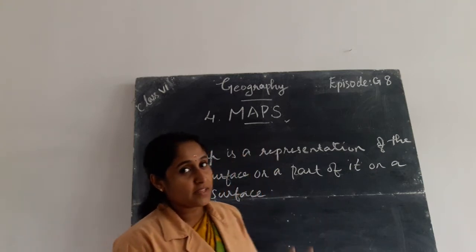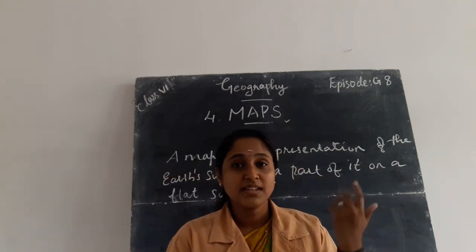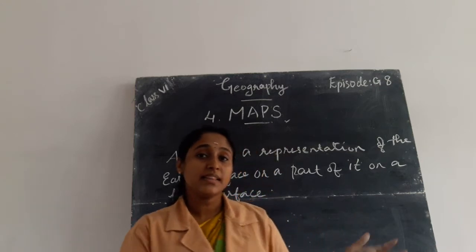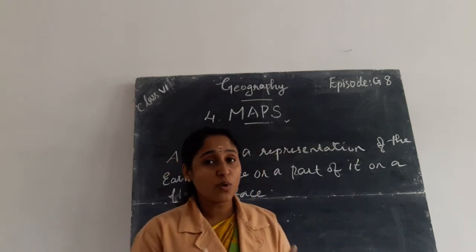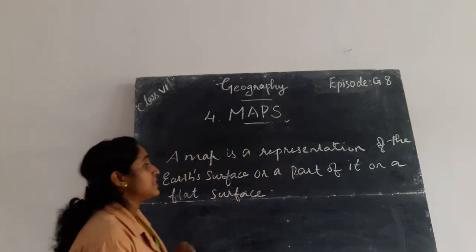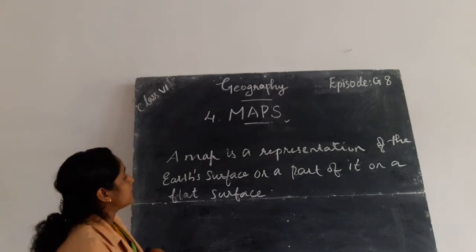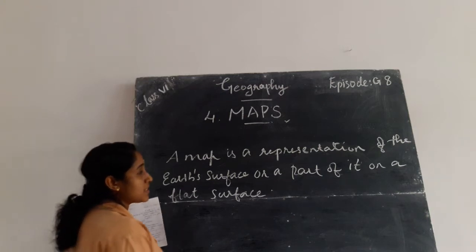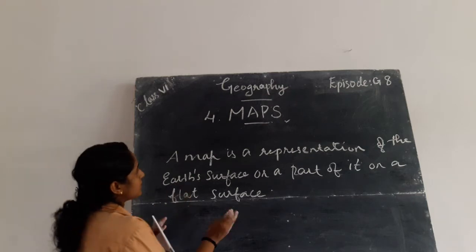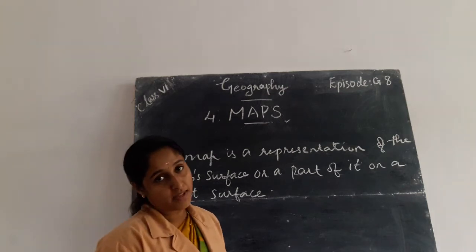A particular place, like countries, districts, states, towns or villages, in these types of studies we use maps. A map is a representation of the earth's surface or a part of it on a flat surface. So this is a map.